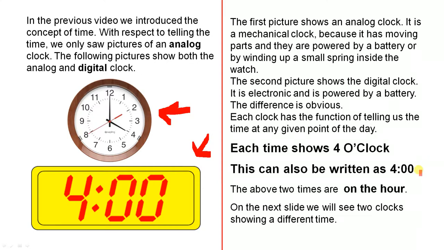This can be written as 4:00. Now, this here is normally the analog. This one here is definitely the digital. But both of the times can be written either way. So 4 o'clock or 4 with 2 zeros after it, they both mean the same thing. But it's important to note that this one here, because it looks like that one, is normally shown on a digital clock. The above two times are on the hour. On the next slide we will see two clocks showing a different time.